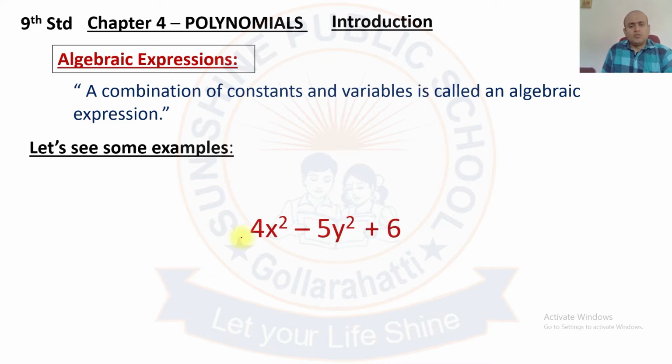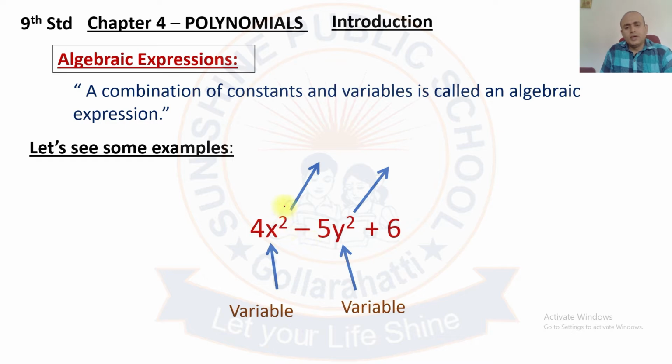Example: 4x square minus 5y square plus 6. This is called an algebraic expression, and here x and y are called variables. The powers, x to the power 2 and y to the power 2, are called exponents. And here 6 is called a constant because it never changes, it has a fixed value, and here the variables may change.